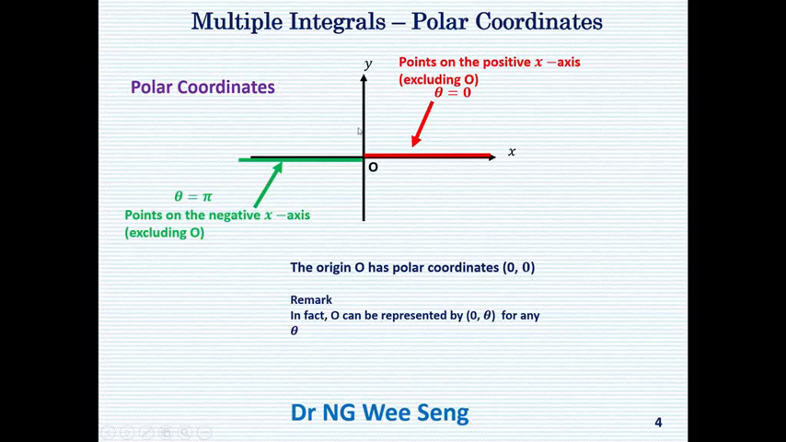Another special case is the positive x-axis. Obviously, theta is 0 based on the definition of theta. And as for points on the negative x-axis, again, based on the definition of theta, the angle between any point on the green line and the positive x-axis will be pi.